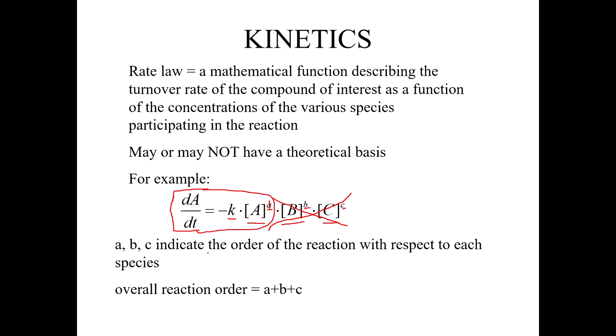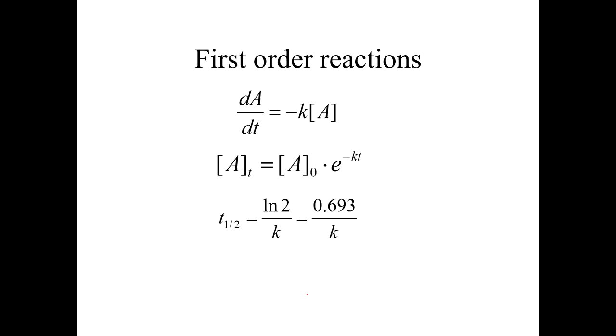But in more complicated kinetics, you might have more complicated rate laws where you have several superscripts here, A, B, and C. And so the overall reaction order would be the sum of all of those. So if it's first order with respect to A, and first order with respect to B, and first order with respect to C, then its overall reaction order would be 1 plus 1 plus 1, which is 3. But that kind of chemical reaction is way too complicated for me. I can't do that math, so I don't worry about it. I just stick with pseudo first order reactions.